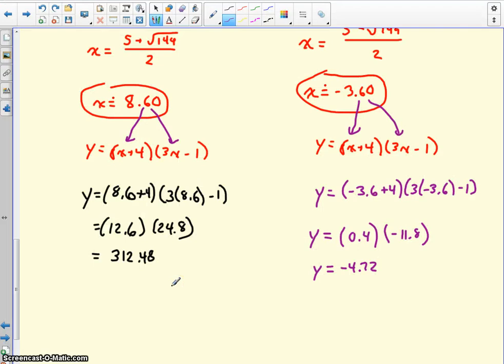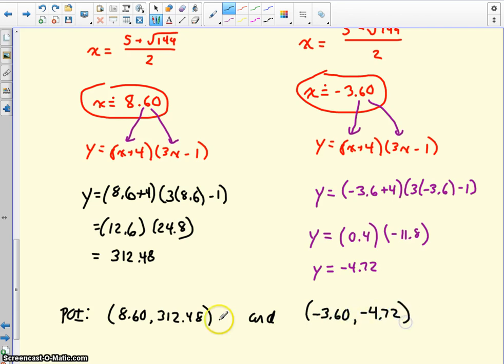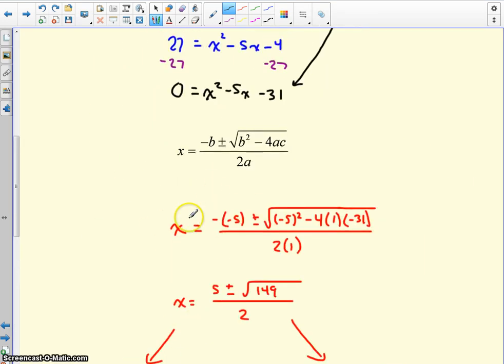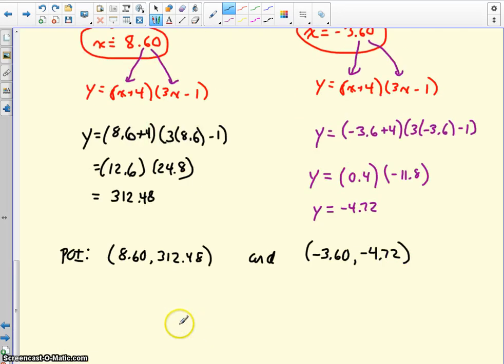So for my points of intersection, remember I have to state my final answers. My POIs: I'm going to have 8.60 for x, 312.48 for y, and over here I'll have negative 3.60 for x and negative 4.72 for y. A nice little application there, but again, we need the quadratic formula, because otherwise for each of these situations you have to put it into vertex form to solve for x. This is a much faster approach.